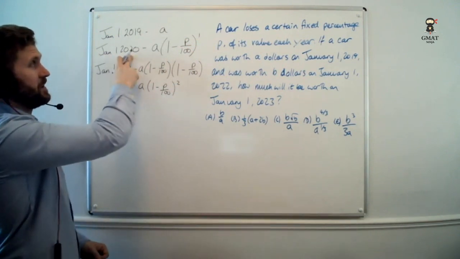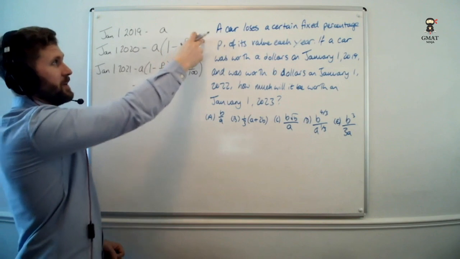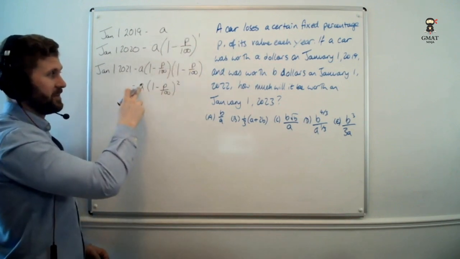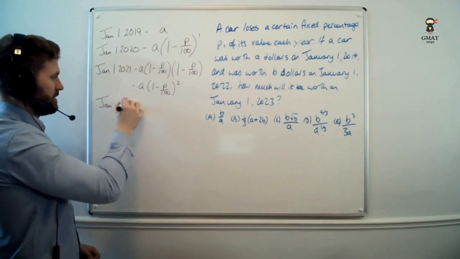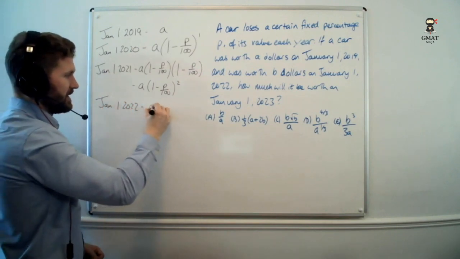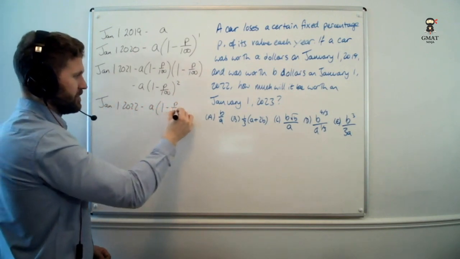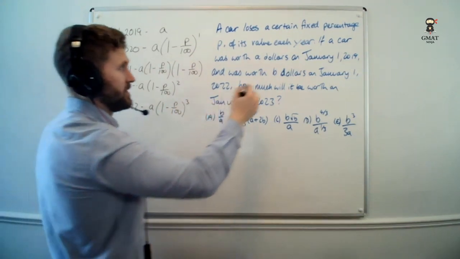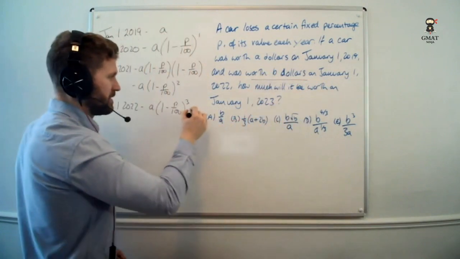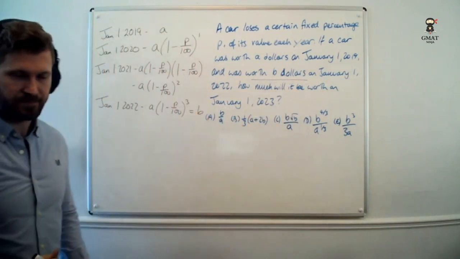So after 1 year, I'd have A times 1 minus P over 100 to the power of 1. After 2 years, I'd have A times 1 minus P over 100 to the power of 2. And so that can take me through to the third year, when I'd have A times 1 minus P over 100 to the power of 3. But we're told what the car's value is in that year. That's worth $B, so that equals B.